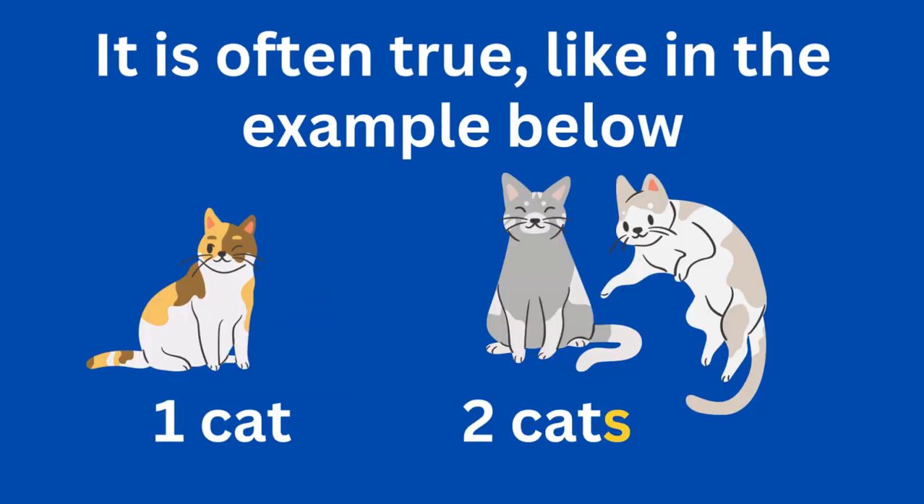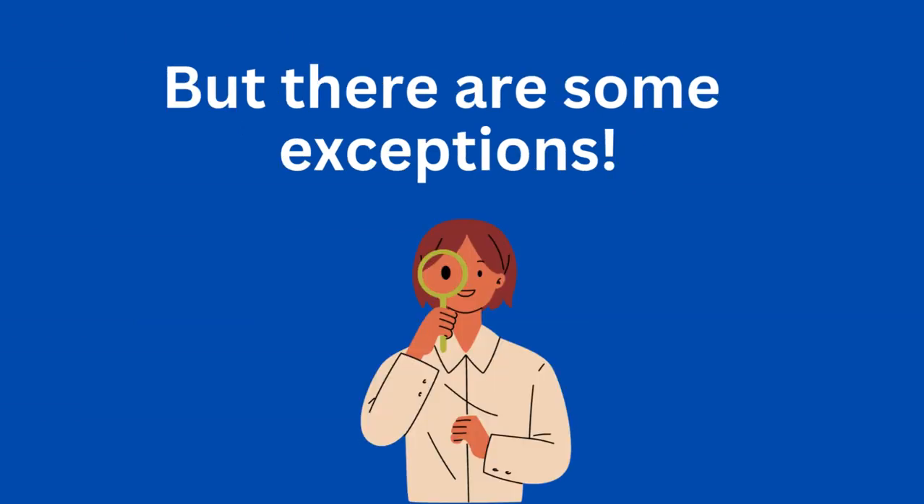The rule you've learnt is often true, like you see in the example below. You have one cat, but two or more cats. The word here ends in s. But, as I said, there are more exceptions here. Let's start with an easy exception.